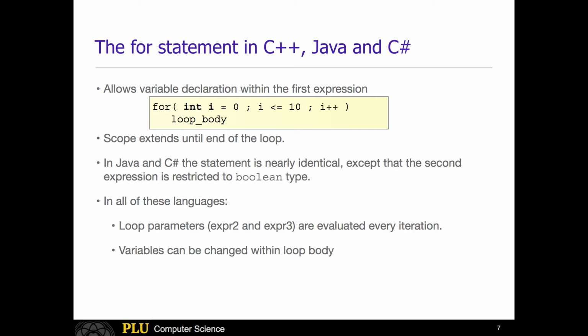In both Java and C#, these statements are almost identical, except that in Java, the second expression is restricted to be a Boolean type, whereas in, for example, C or C++, it could be an integer type. In all of these languages, the loop parameter, the test, and the update, expression 3, are evaluated every iteration of the loop. And the loop variable can change in the body of the loop. So inside the loop, you could say I equals 7 if you want to.